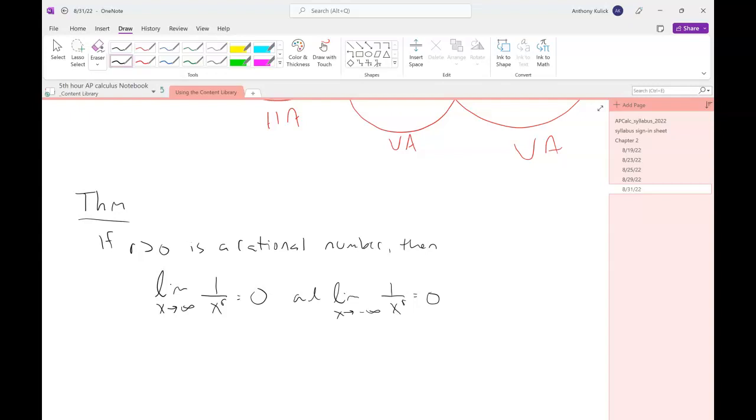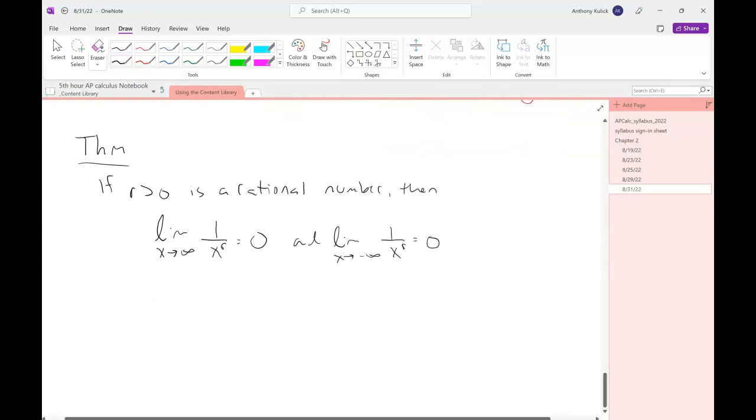So if r is greater than 0 and a rational number, then the limit as x approaches positive or negative infinity of 1 over x to the r is 0. Let's show you where this is going to become useful.